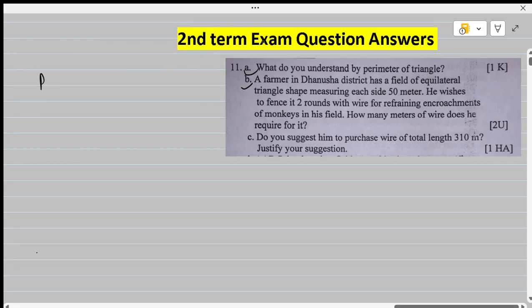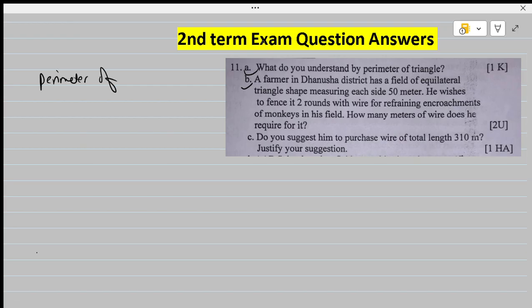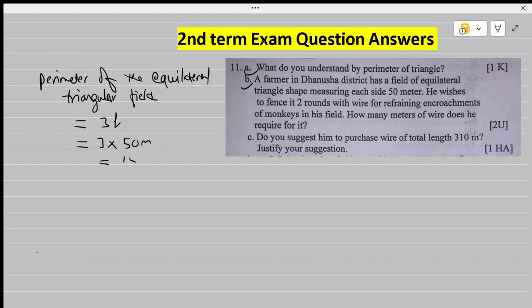Okay, so here the perimeter of the equilateral triangle, or the equilateral triangular field, is equal to 3L. So the given side is 50 meters, and 3 times that, you get 150 meters.